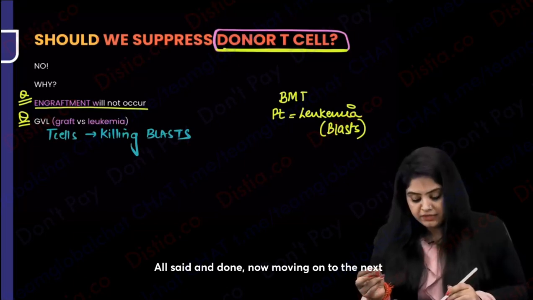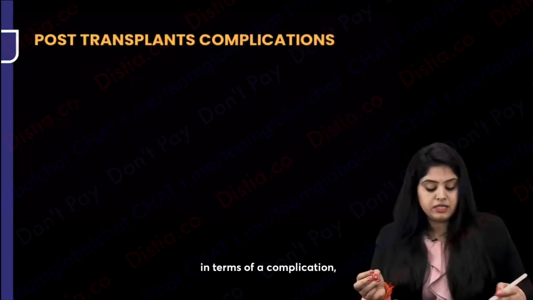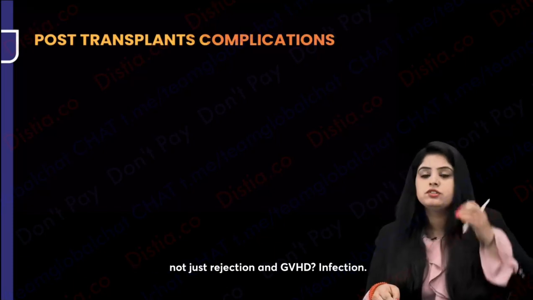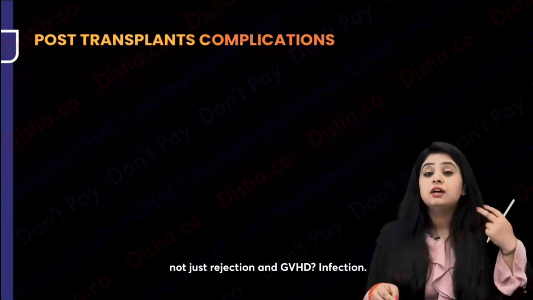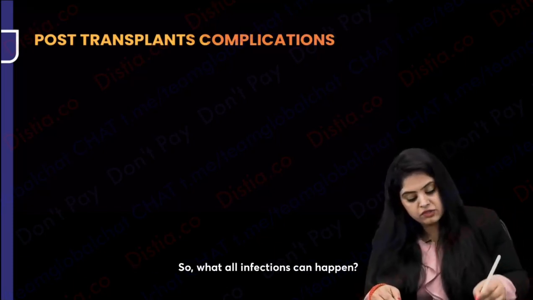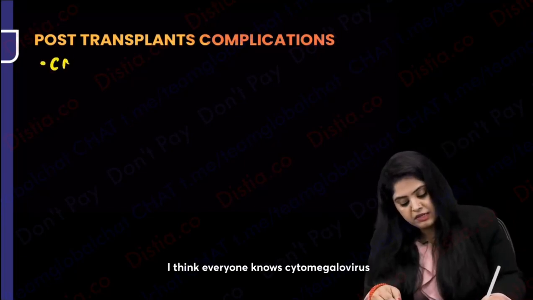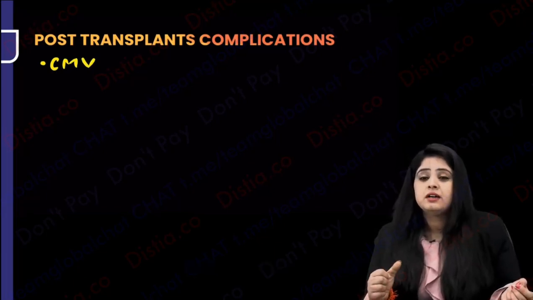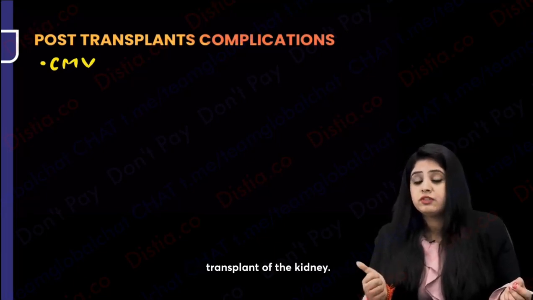Now moving on to the next thing: what are we going to do in terms of complications? What are otherwise the complications that can occur? Not just rejection and GVHD, but infections. So what all infections can happen? I think everyone knows cytomegalovirus infection is very common following, say, transplant of the bone marrow or transplant of the kidney.